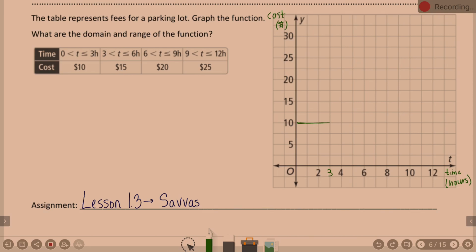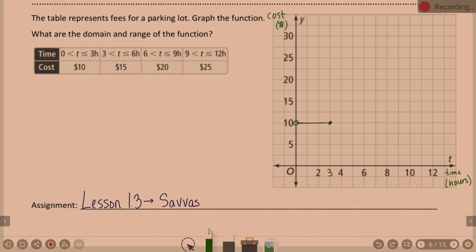Endpoints? What do you see, Michaela? The 0 is going to be the first one that's open, and then closed. Because at 0 hours, we're not including 0 hours, because you're never going to park for 0 hours, you didn't even go in then. 3 hours is included here.